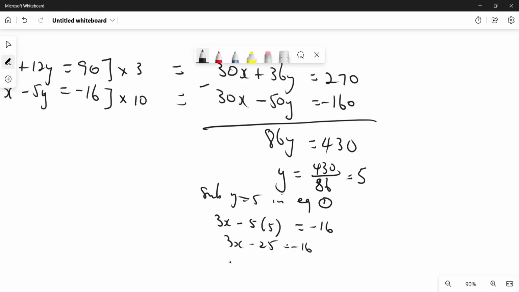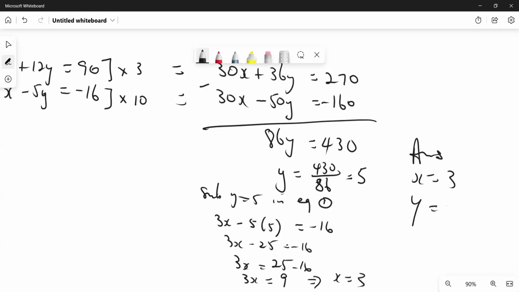All right. So we're gonna get what? You'll get 3x, and I bring the 25 over there. You have 25 minus 16. 3x is equal to 9, right? Which that's not hard. X equal 3, right? If 3x is 9. So we got our two answers there. X equal 3, y equal 5.